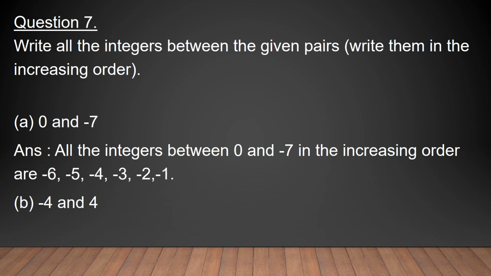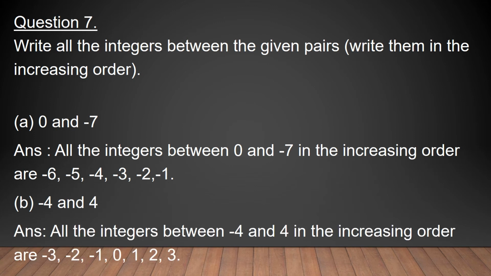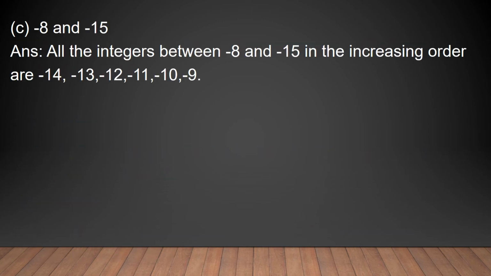Next part is minus 4 and 4. Answer is, all the integers between minus 4 and 4 in the increasing order are minus 3, minus 2, minus 1, 0, 1, 2 and 3. Solution for the next two parts is given.